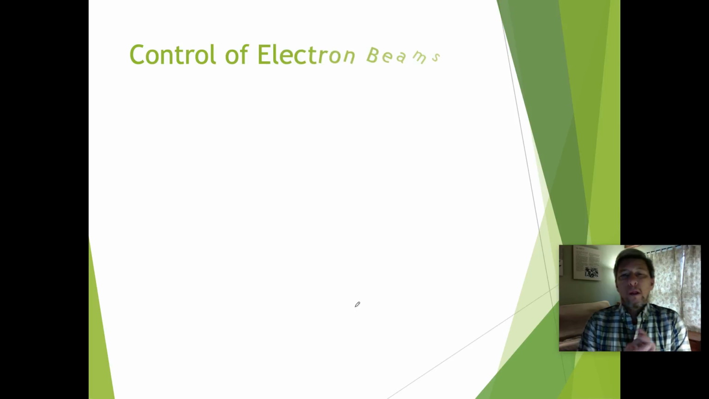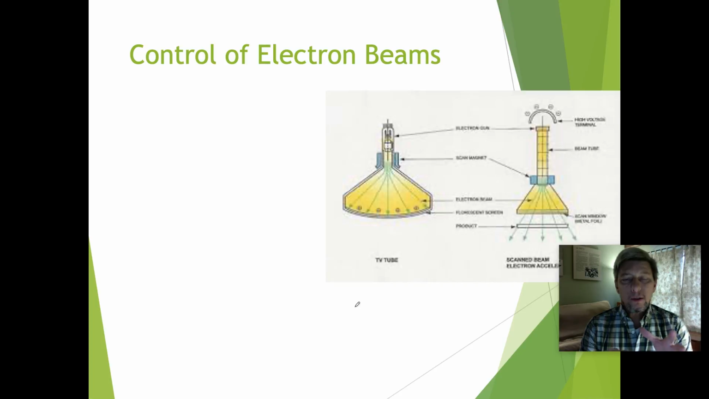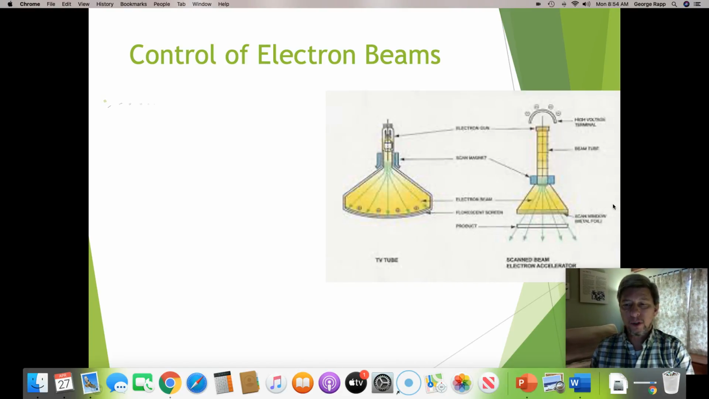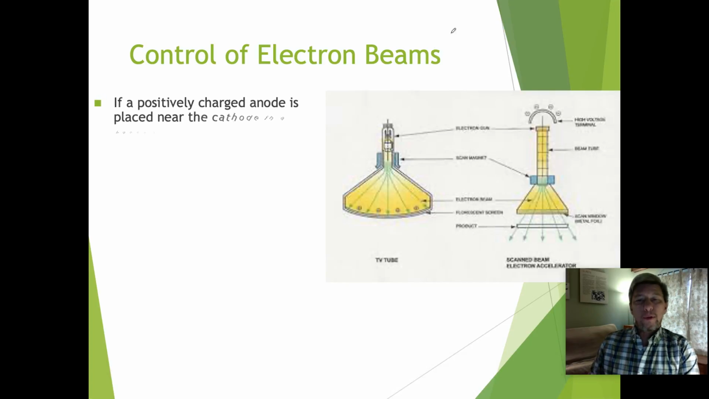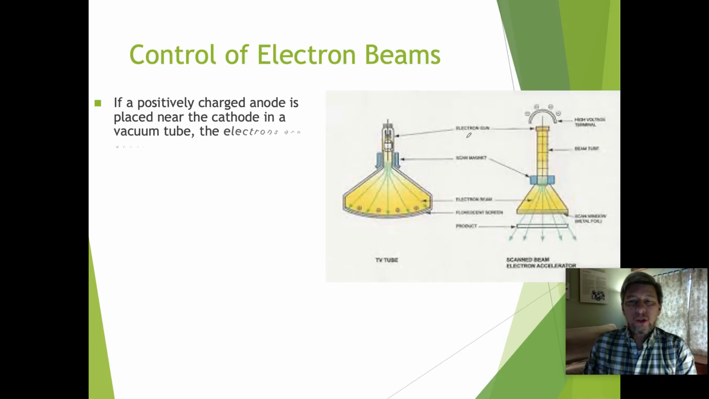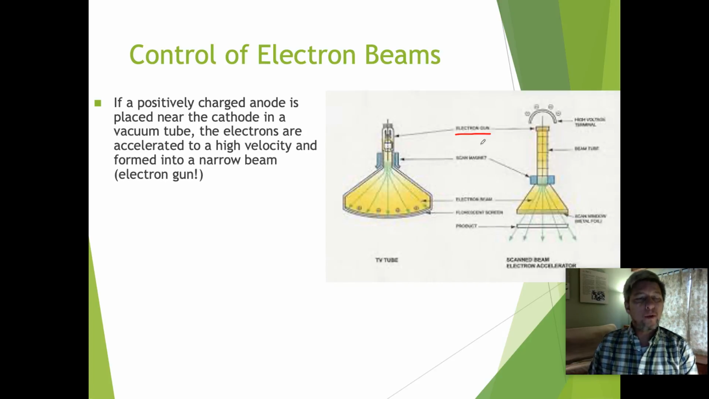Now, if we can create an electron beam between two parallel plates, we can actually then create images using that technology. And so what we do is we create what's called an electron gun. This picture is very fuzzy, but this is what we call an electron gun. It is a positively charged anode placed near the cathode in a vacuum tube. So this whole thing here is a vacuum tube.